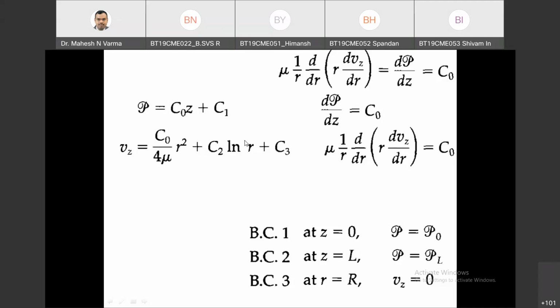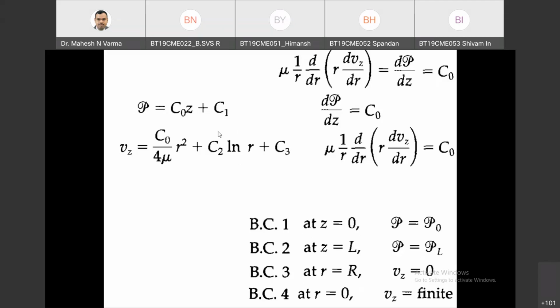At r equals 0, velocity has a finite value. Hence, this C2 term should not be there in my equation. At r equals 0, I have my system, but ln r will be undefined. So I cannot have undefined velocity at r equals 0. So this term should not be there. This term will be eliminated. C2 will be eliminated using this boundary condition.